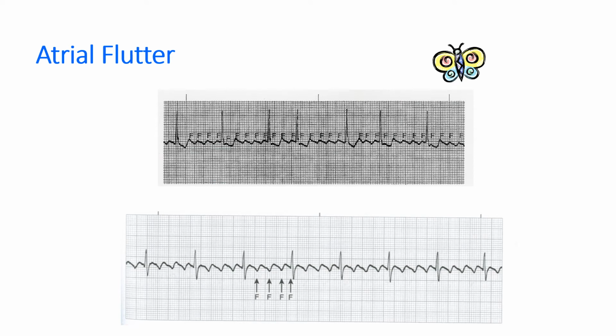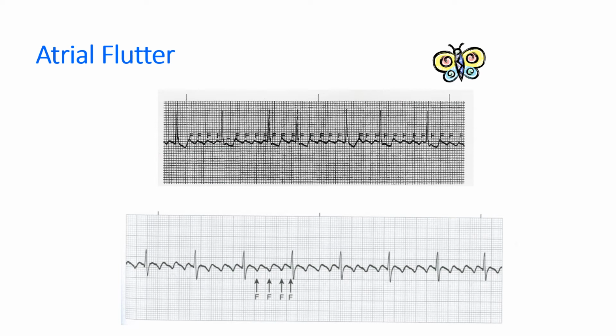We're going to talk about atrial flutter. With flutter, you have another site within the atria, an ectopic site, firing at a very fast rate. We call them flutter waves or sawtooth. So you could have sawtooth or camel humps.